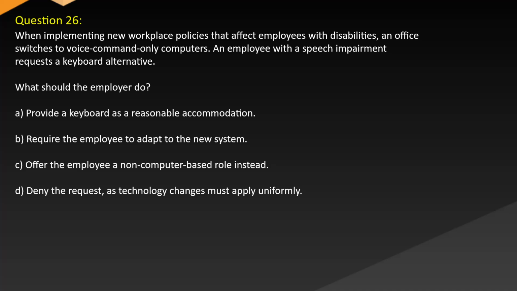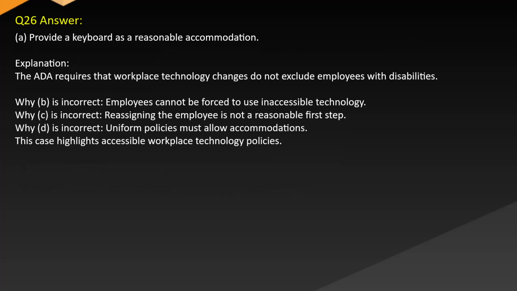A. Provide a keyboard as a reasonable accommodation. B. Require the employee to adapt to the new system. C. Offer the employee a non-computer-based role instead. D. Deny the request, as technology changes must apply uniformly. Answer: A. Provide a keyboard as a reasonable accommodation.